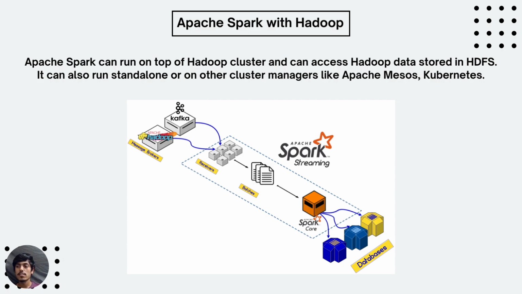Spark can run in standalone mode without relying on any cluster manager. In standalone mode, Spark's built-in cluster manager is used to allocate resources and manage the worker nodes within the same cluster. It provides an easy way to set up and experiment with Spark without the need for external dependencies.